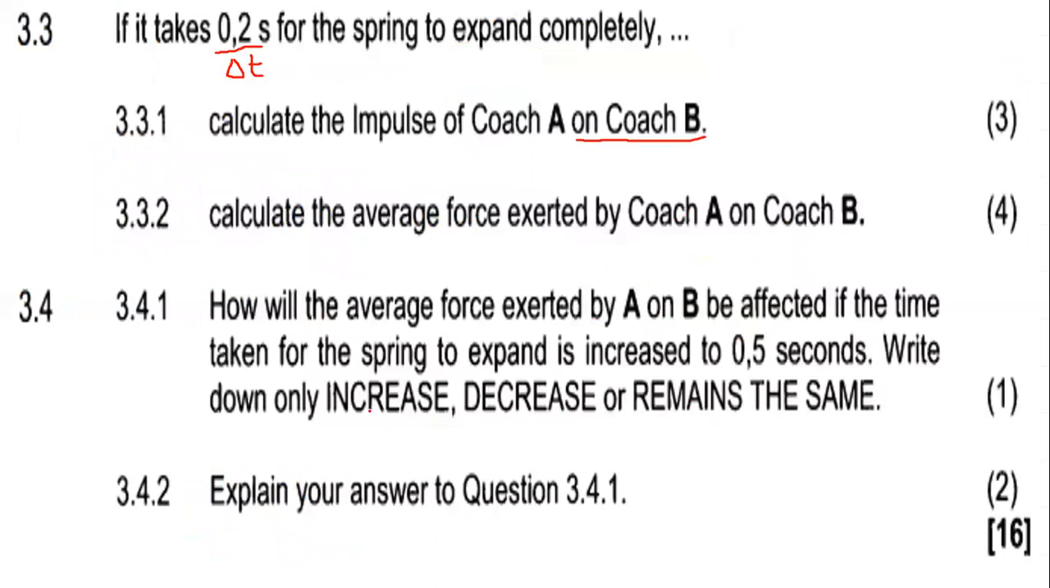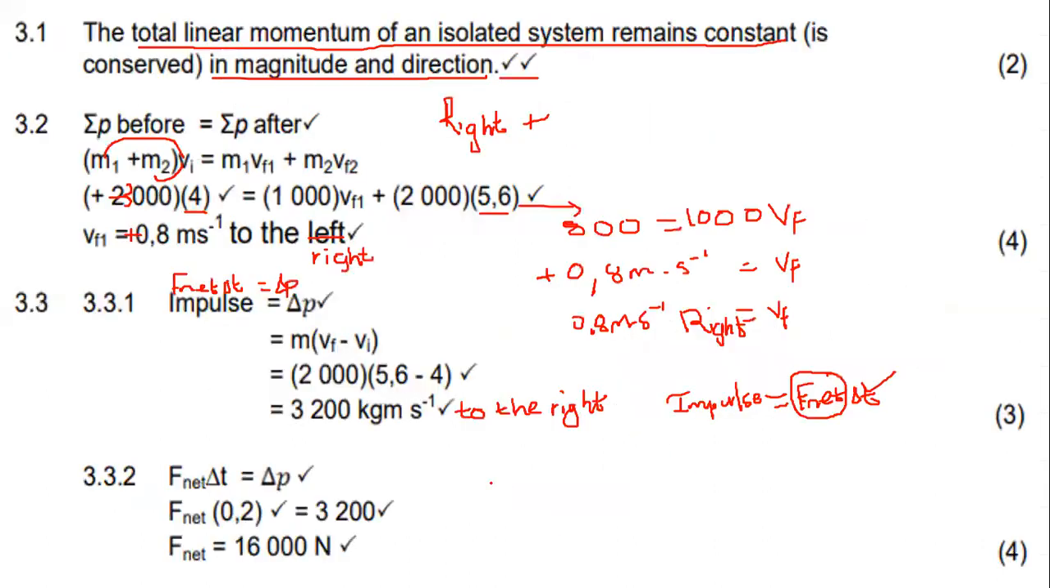Calculate the average force exerted by coach A on coach B. So we want to know the force that is exerted by A on B. So we want to know the force that is acting on coach B. It is exerted by A, but it is acting on B. And hence we are going to substitute values for B, because we want to also get the correct direction for the average force. Then we go to our formula then.